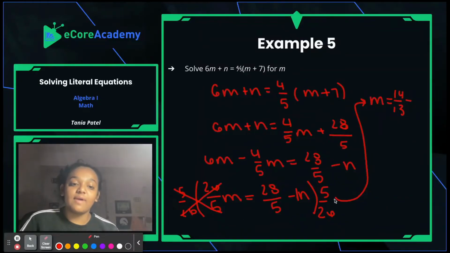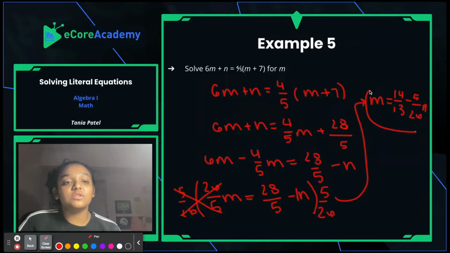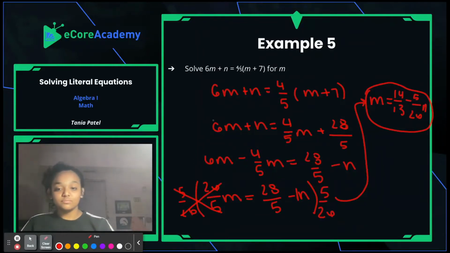And just multiply negative 1n by 5/26, and that will give us 14/13 minus 5/26 n. Sorry for that jumble of words. But here is our equation when it is solved for the variable m. And it's as simple as that.